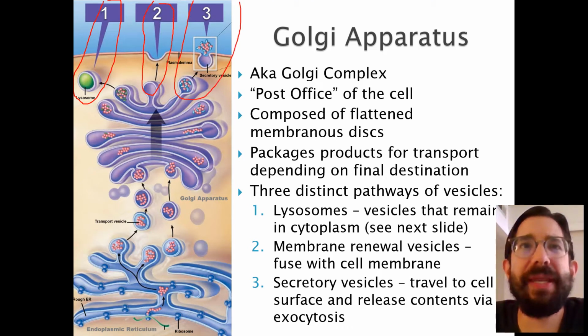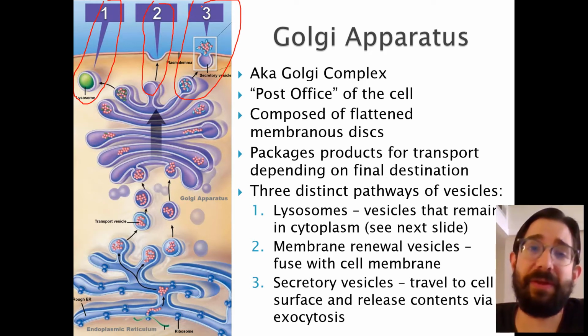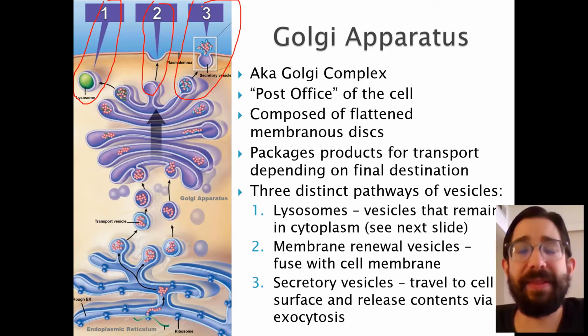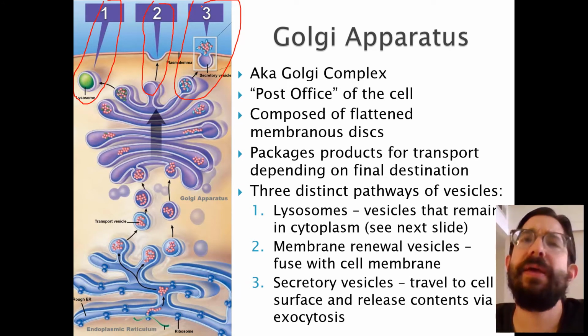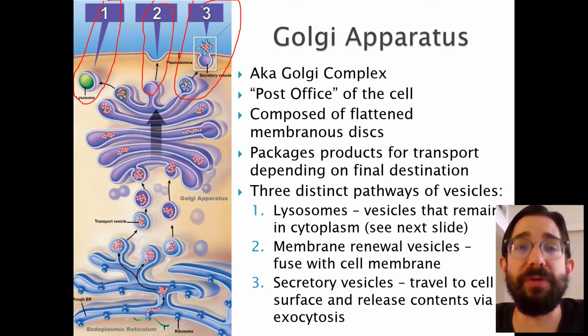And a third and final option is the vesicle could become a secretory vesicle. So it will fuse with the cell membrane, but in this case, the goal here is to release its contents through exocytosis. Maybe there's a bunch of hormones in there, for example, that are sent out into the bloodstream to signal other cells.